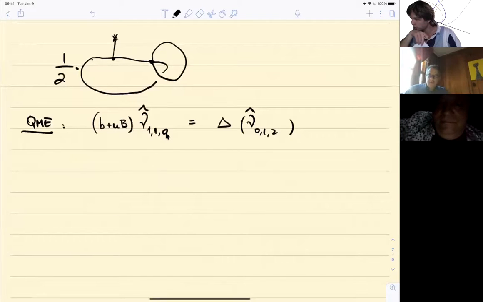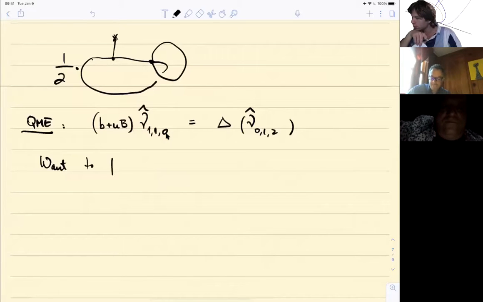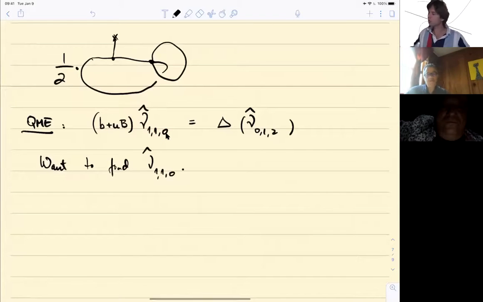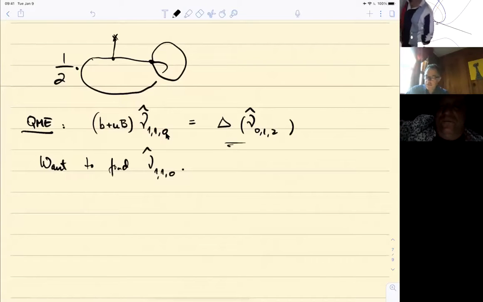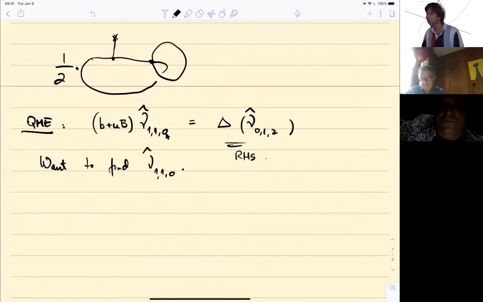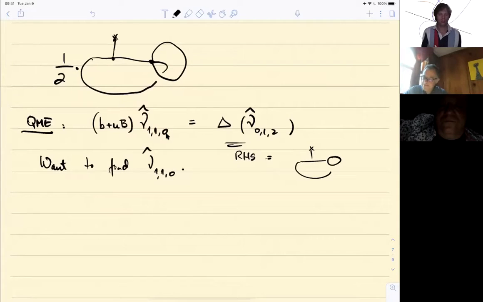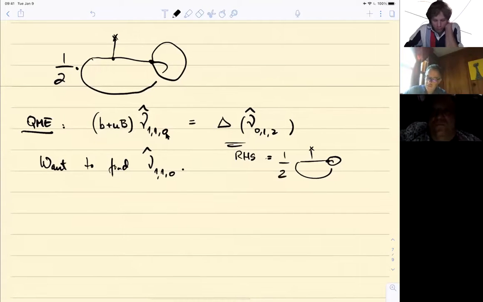So I want to solve this V hat 110 in this concrete model. The right-hand side was completely calculated from my explicit calculation of V012 hat and the calculation of delta. So this is with 1/2.